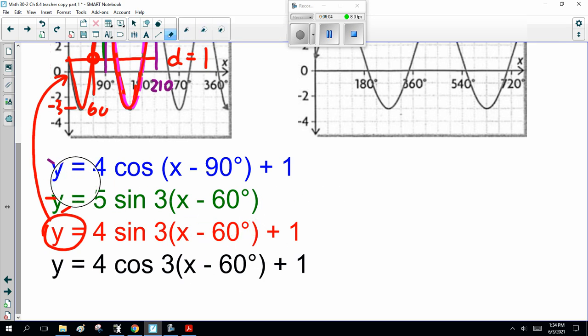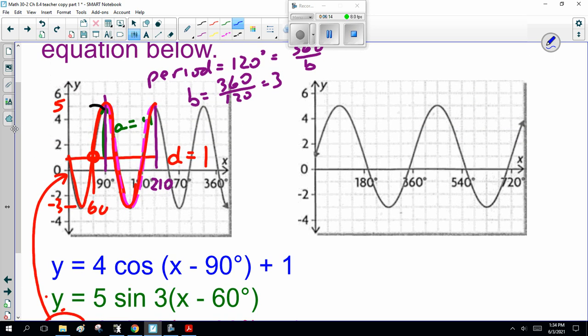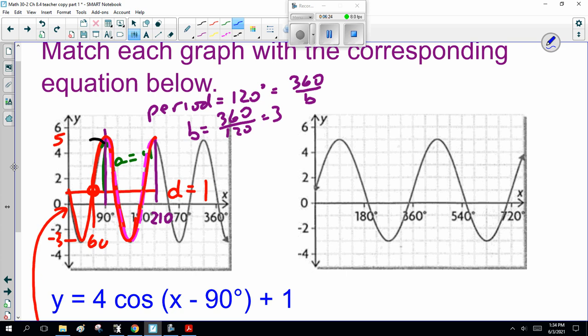I realize here I can use the same equations for the next one. So let's look at this last one. I'm going to pause the recording. I want you to find A, D, find the period, and figure out B just like I did here. Pause the recording, do that, come back, and we will compare answers.